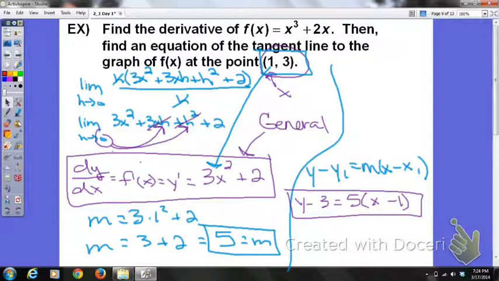If you prefer slope-intercept form, you can rearrange it and make it y equals 5x minus 2. Either way would be acceptable on a quiz or a test.